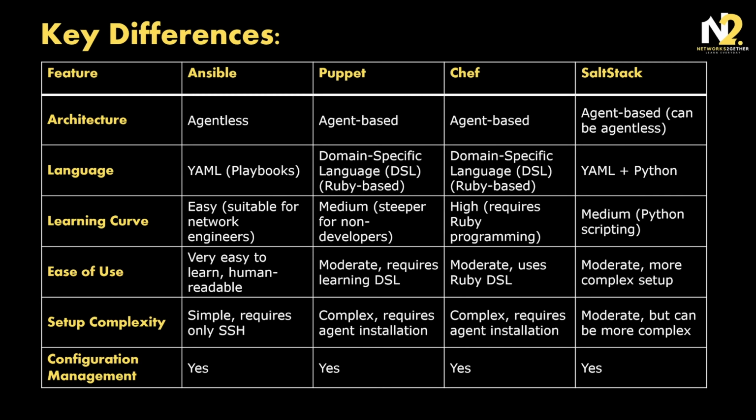First, let's talk about agents. Ansible is agentless, which means you don't need to install any software on your network devices. It uses SSH or APIs to connect, making it quick to get started. On the other hand, tools like Puppet and Ceph require agents to be installed on every device. SaltStack offers a hybrid approach, supporting both agent-based and agentless models.